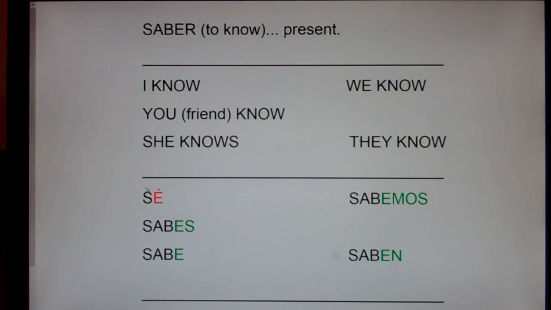All right, how are we going to remember that sé has an accent? Listen and repeat. I know for a fact that I have an accent. I know for a fact that I have an accent. So sé with an accent means I know for a fact. You're going to learn later that se without an accent means himself, like él se llama Bob, he calls himself Bob, or él se habla, he talks to himself. All right, that's saber, to know in the present tense.